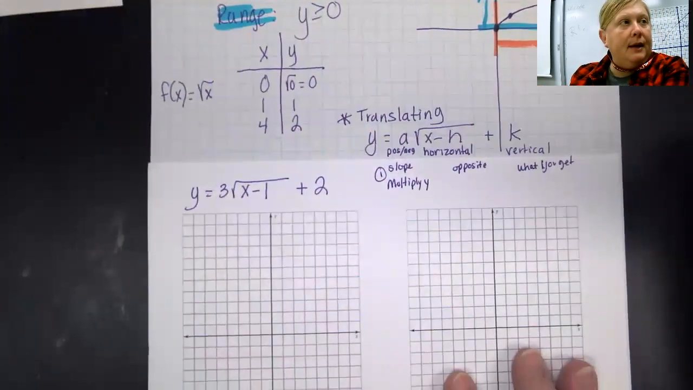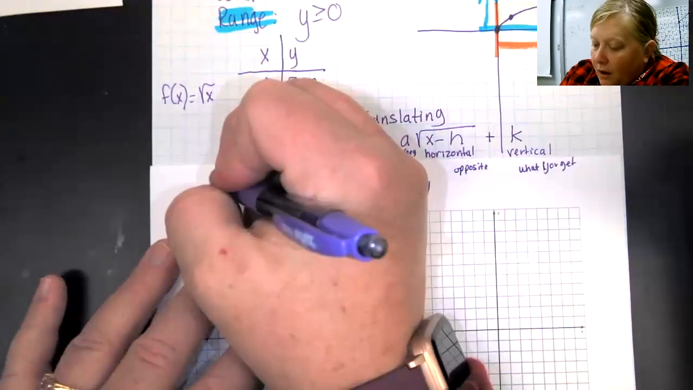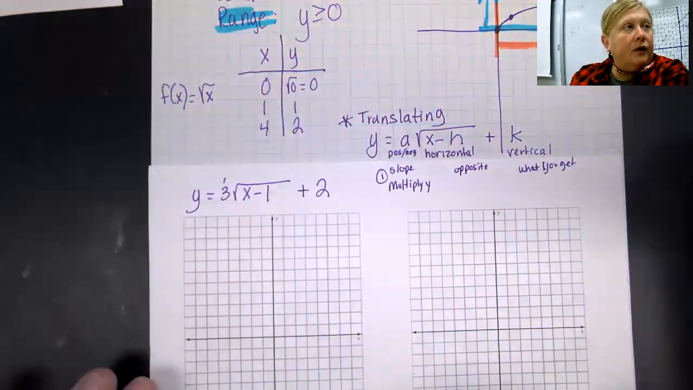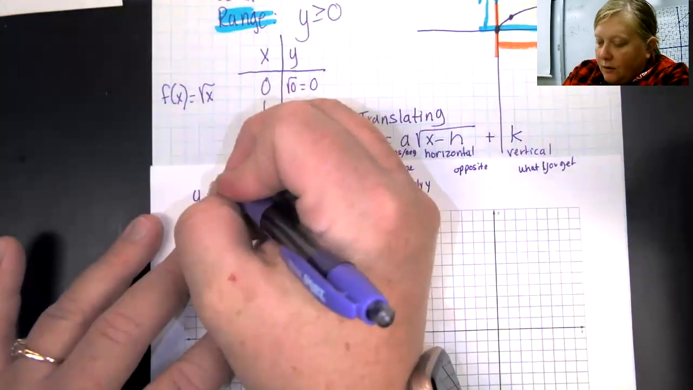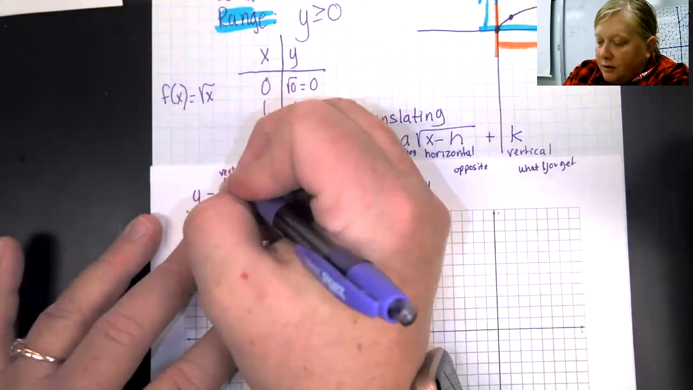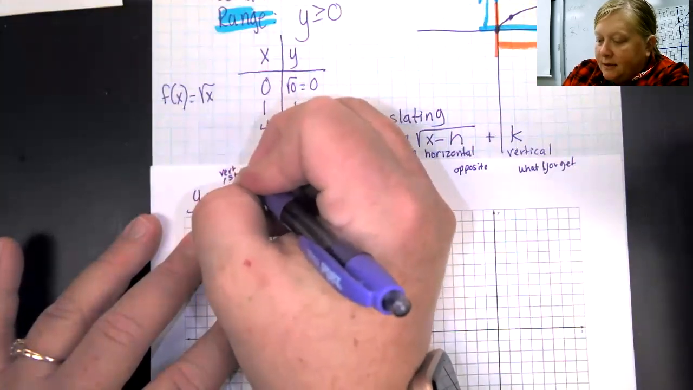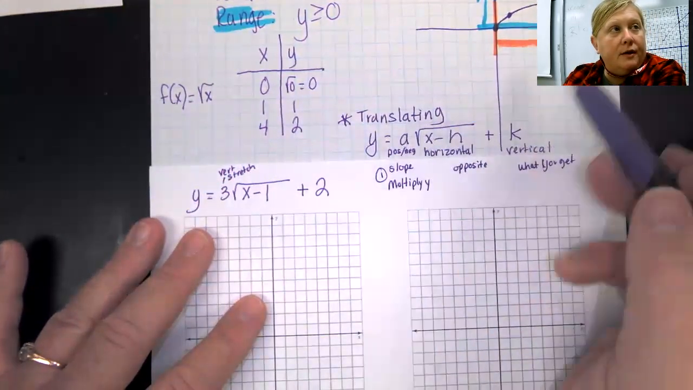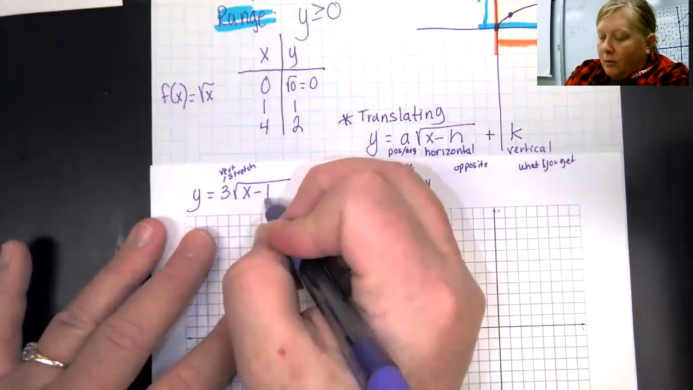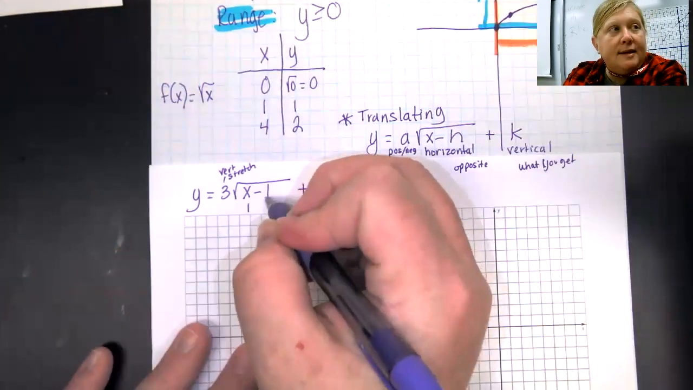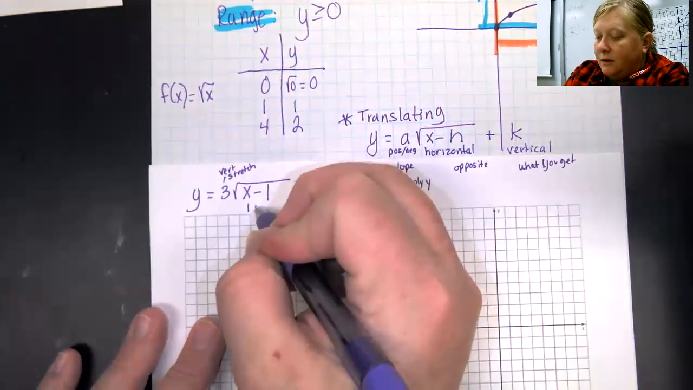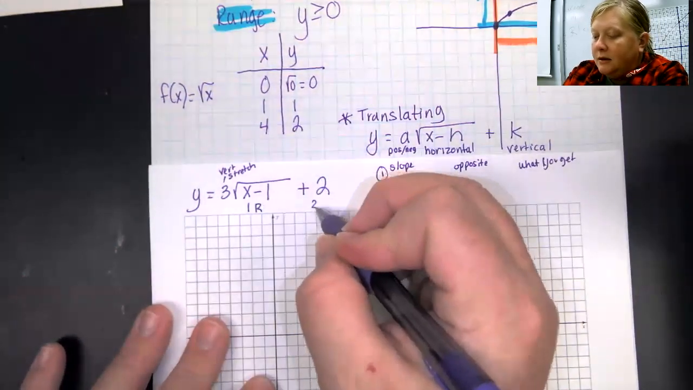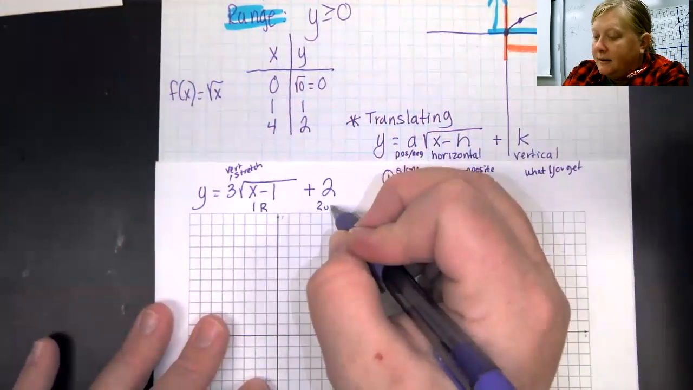Okay, here we go. First of all, we have a vertical stretch. So this is a vertical stretch. This means it's going to be a little bit taller than what we had up here. All right, what is this? This is 1. Now it's negative, so think opposite. This is 1 to the right and 2 up.